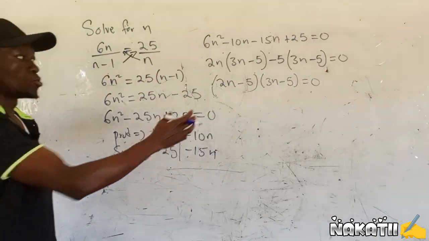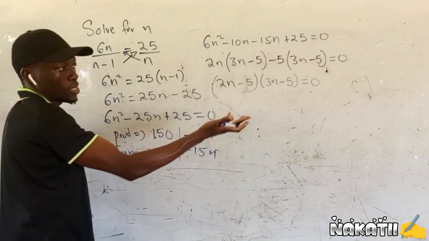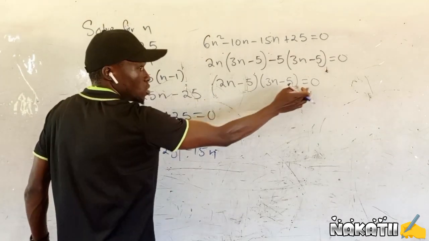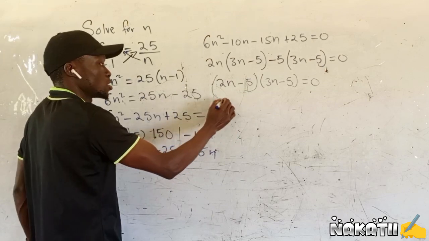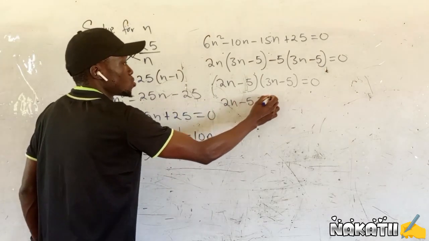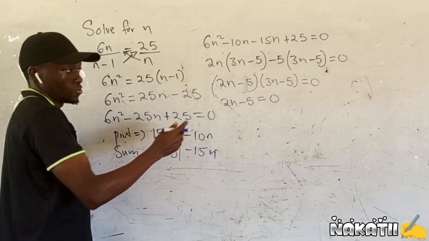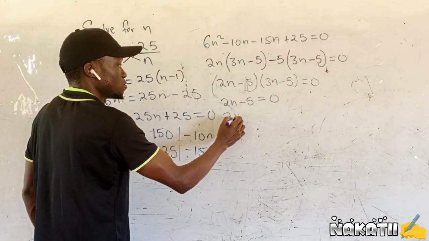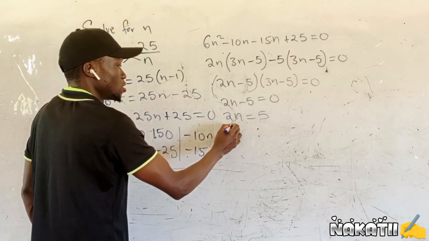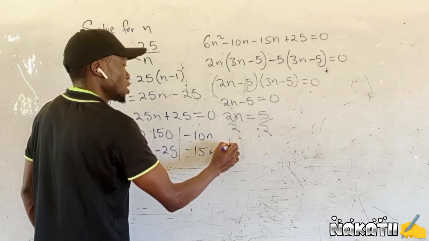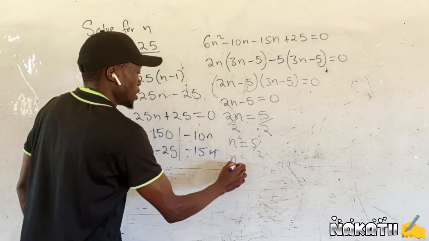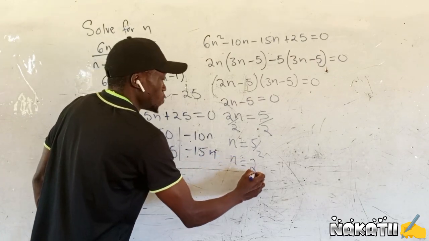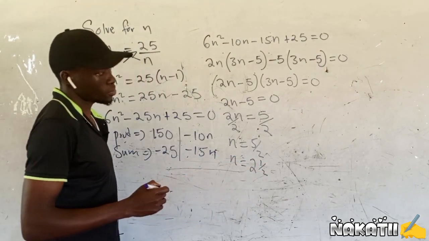Now that means we have two factors. We equate them to 0. It either means this one is equal to 0 or this one here is equal to 0. So in the first instance, you can say 2n minus 5 is equal to 0, meaning if you take this 5 to the other side, you're going to have 2n is equal to 5. If you divide both sides by 2, our n will be equal to 5 over 2, which can be written as n is equal to 2 and 1 over 2.